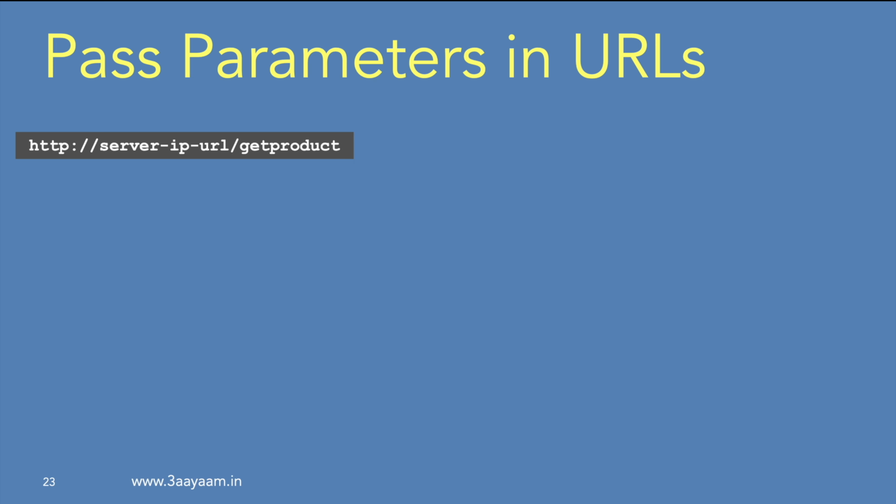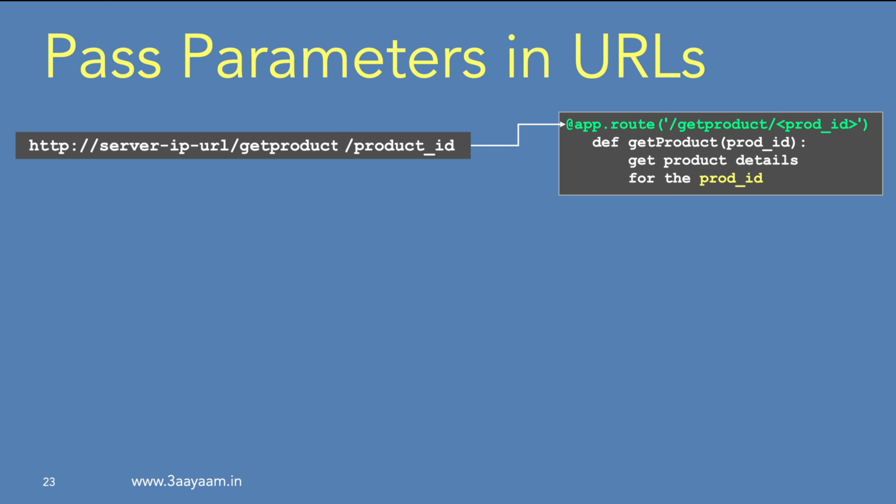ID. For that, we have to add the product ID as a variable or as an argument or as a parameter rather in the URL. Now here the product underscore ID is not a text, it is actually the value of the product ID that we are going to pass. And to capture the value of this product underscore ID, we'll have to modify the parameters after route something like this.